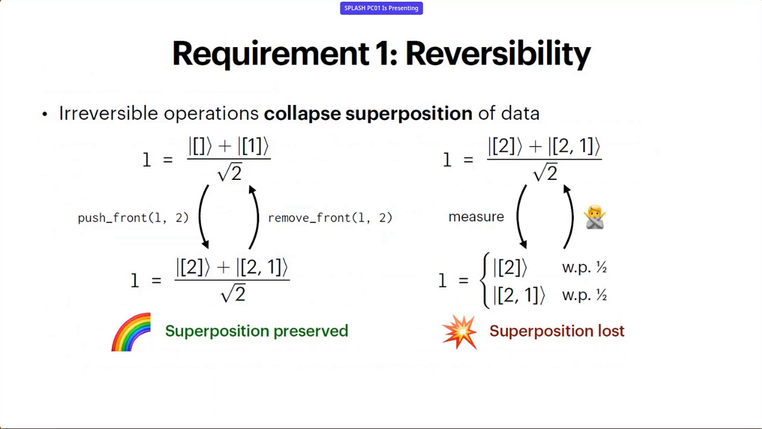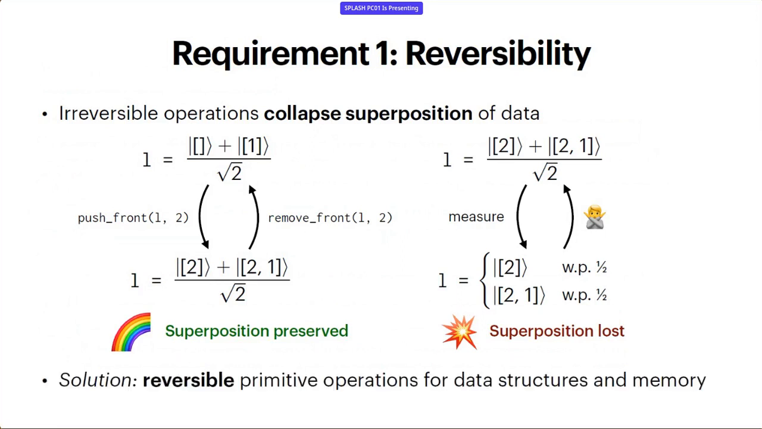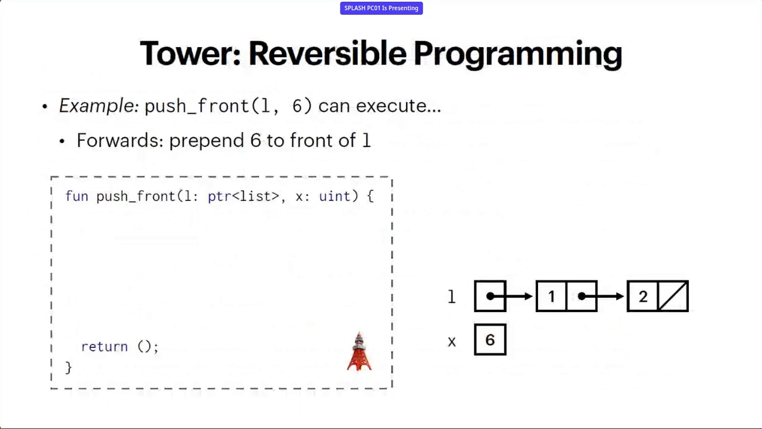So if we want to avoid the second bad situation, then what we're going to need is a language where all of the primitive operations you use to manipulate data structures in memory are actually reversible. And that's what we do through the language Tower. In Tower, you can implement an operation like push front in a completely reversible way. So I'll give you a short example of how a program in Tower actually executes. Suppose we start with a situation where we have a list containing the elements 1 and 2, and we want to push the element 6 onto the front of it. So here's how the code is going to go.